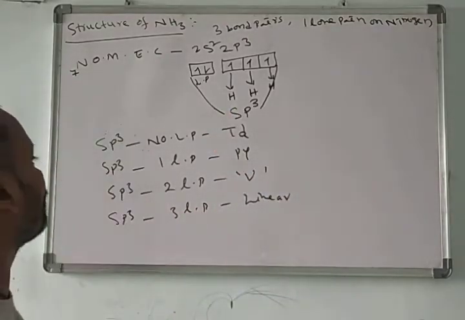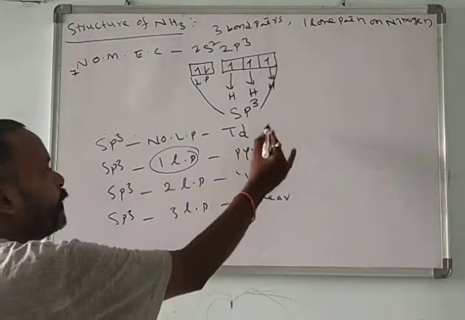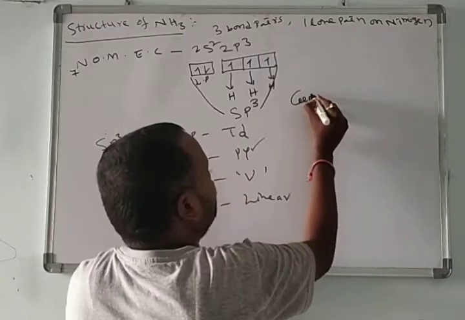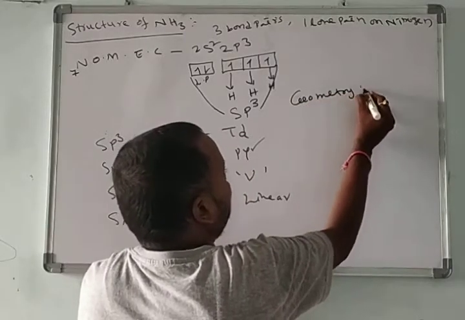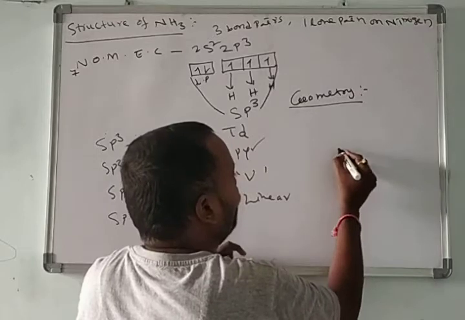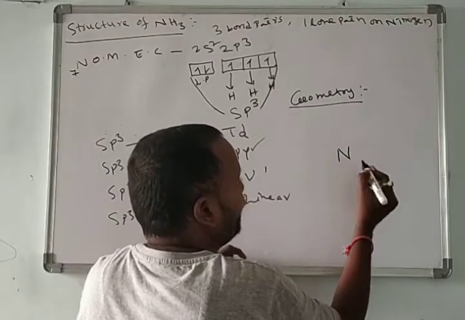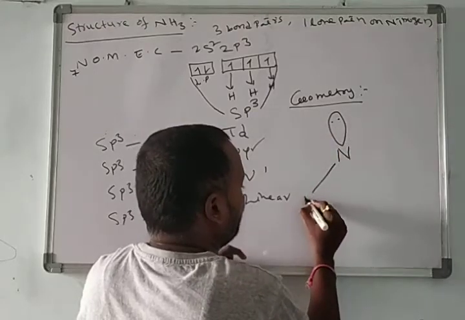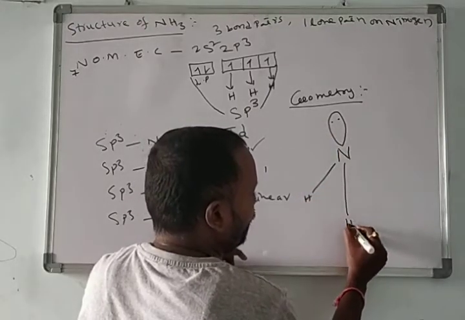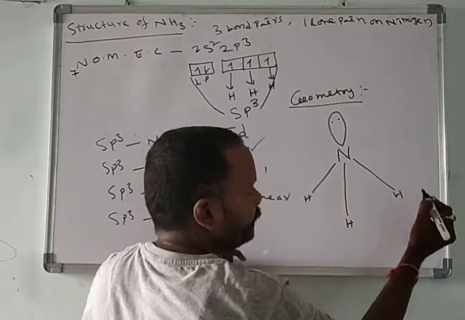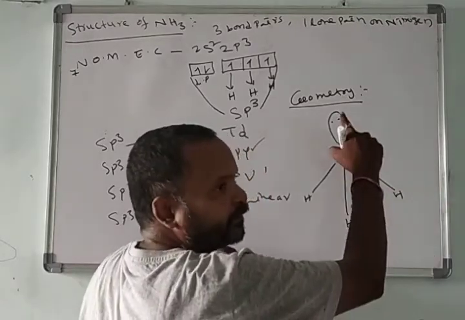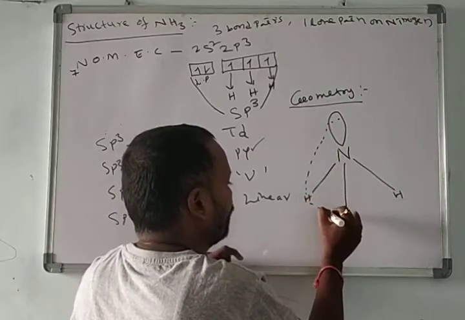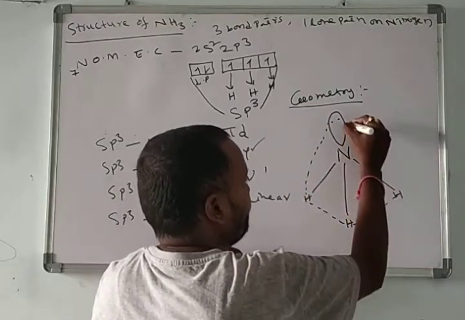What is the shape of ammonia? It contains 1 lone pair, so it has a pyramidal structure. Okay, here I am writing geometry of ammonia, bond angle of ammonia, bond length of ammonia. Okay, here nitrogen, we have 1 lone pair, here 1 hydrogen, here 1 hydrogen, 4 corners. In 4 corners, 3 corners are occupied by hydrogen, 1 corner is occupied by the lone pair of electrons. This we call a pyramidal structure.